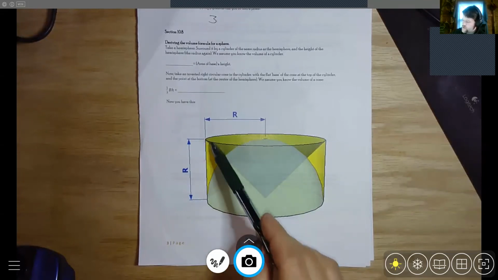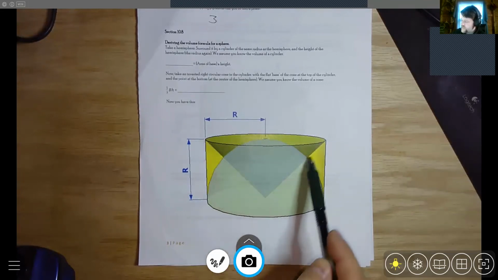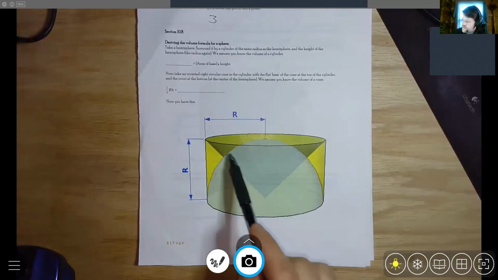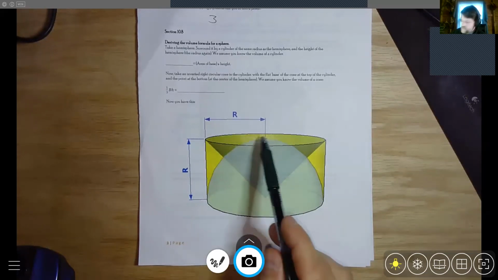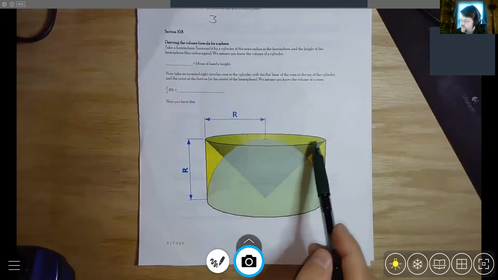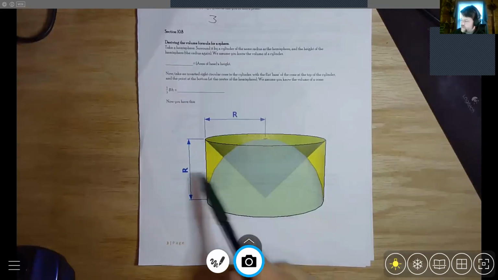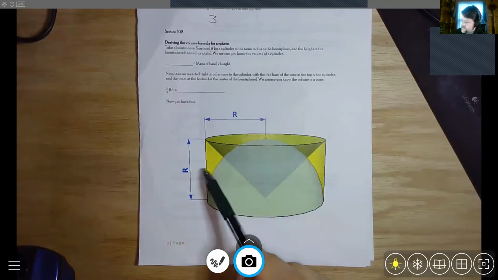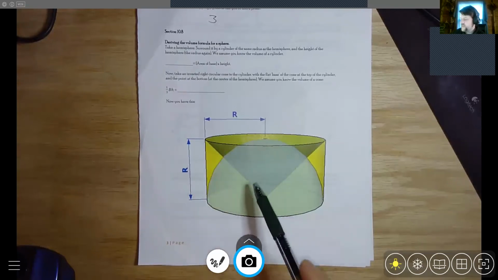Then we have an inverted cone. It means it's upside down, and the radius of the cone is the same as the radius of the cylinder. They share the base there. And then the height of the cone is R, just like the height of the cylinder, and the height of the hemisphere is the height of the cone.